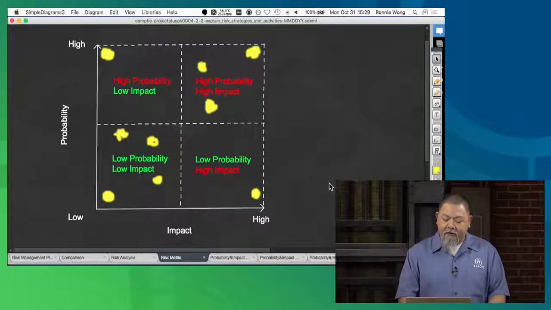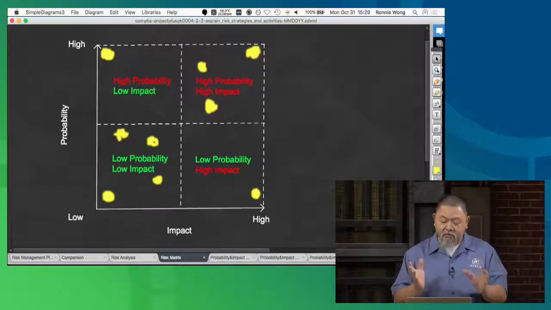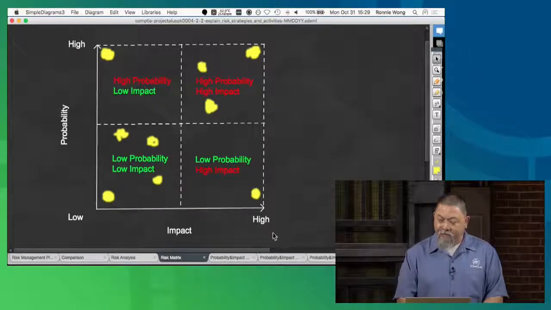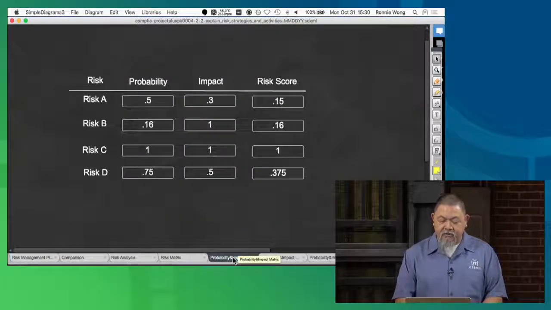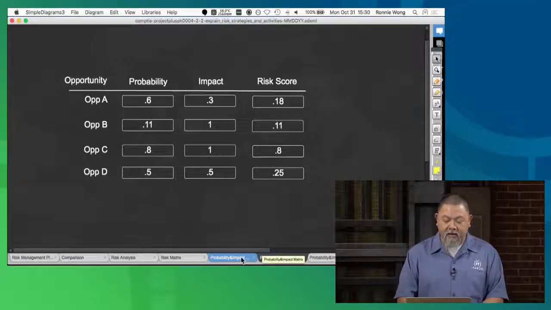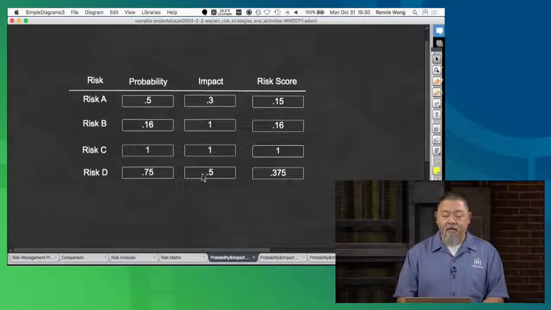Now just doing something like that is fairly easy, and that's why we talk about qualitative analysis as being easy. Now the other thing we also need to take a look at is what we call a quantitative analysis example. In this, I've actually got two different ones here. I've got an opportunity and I've got risk.